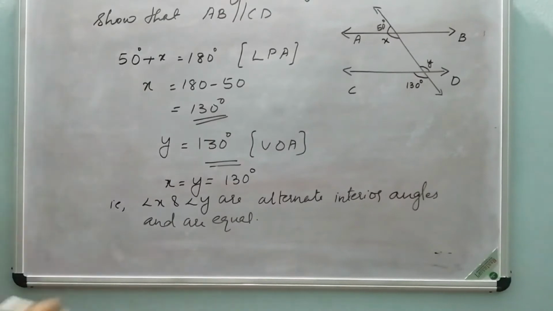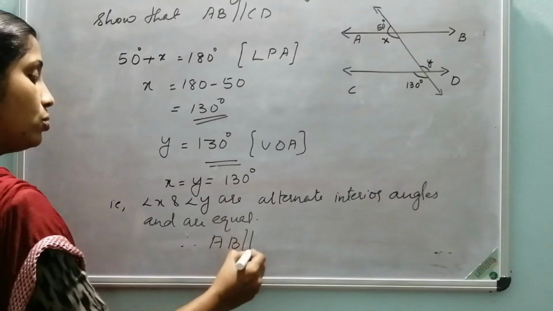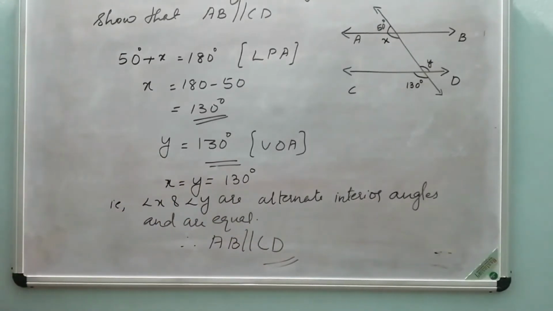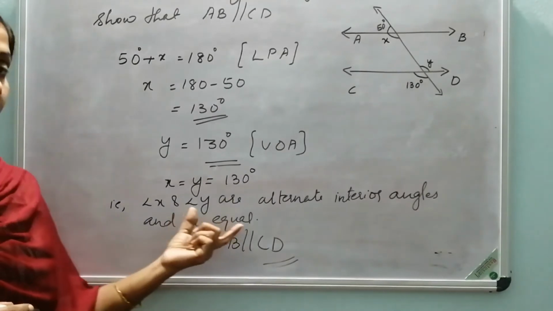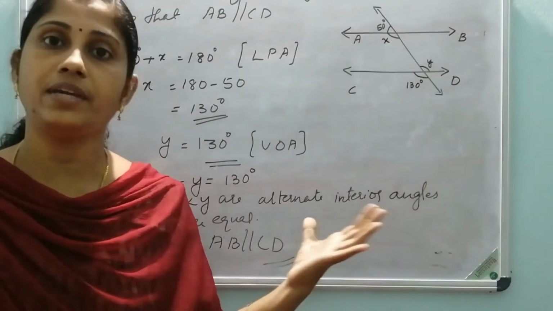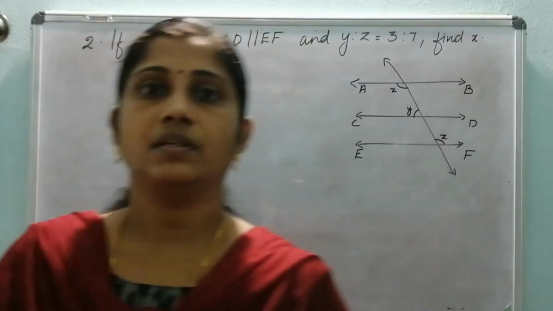Therefore, what can we say? Therefore we can say that AB is parallel to CD. Thus you have proved the first question. Since they are alternate interior angles and they are equal, by the theorem we can say that they are parallel. Now we can look at the second question.